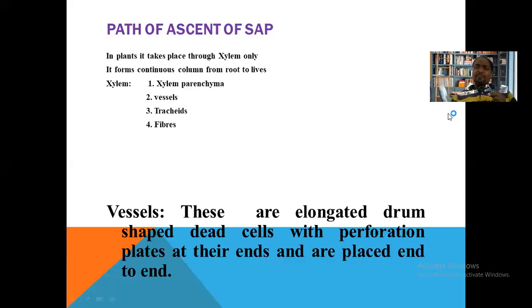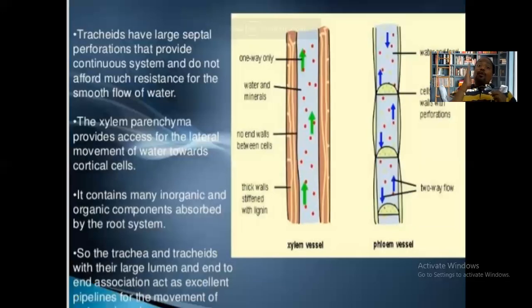So what are these vessels? Vessels are elongated drum shaped cells which are placed one after another, end to end, and between these two cells there is a plate called the perforation plate, which has large pores. So these vessels form a continuous pipeline like structure. In the same way, the tracheids have large septal perforations that provide a continuous system and do not afford much resistance for the smooth flow of water through it.